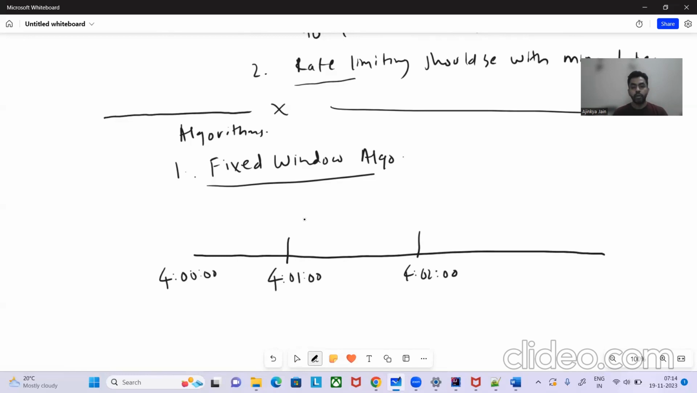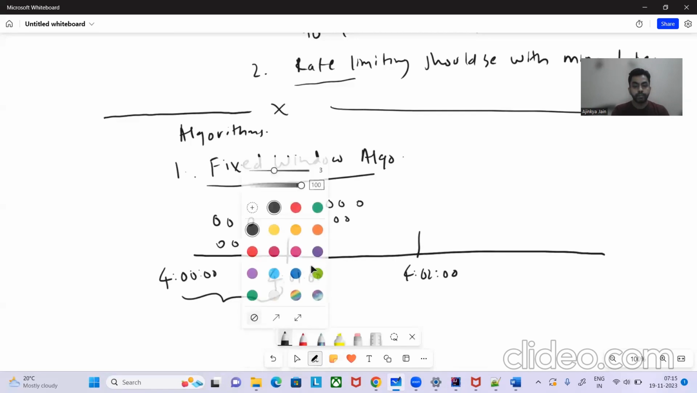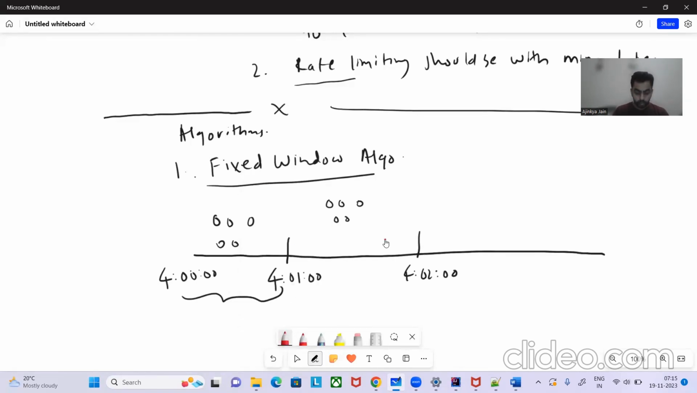So if it is 4 o'clock, 4 hour and 1 minute, 4 hour and 2 minutes, within this 4 to 4:01, within a minute, it will allow 5 requests only. If in this first window there were 5 requests, these were accepted. In the second window, if there were 7 requests, the 2 additional requests will be rejected, because we allow only 5 requests in a minute. The minute is not done yet, so that is why we rejected these 2 requests.